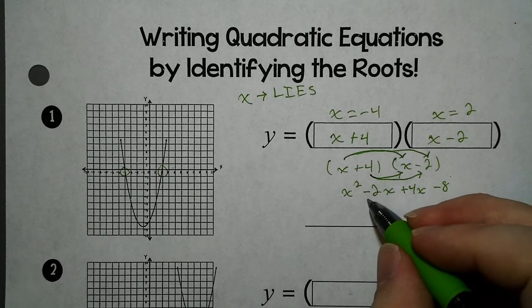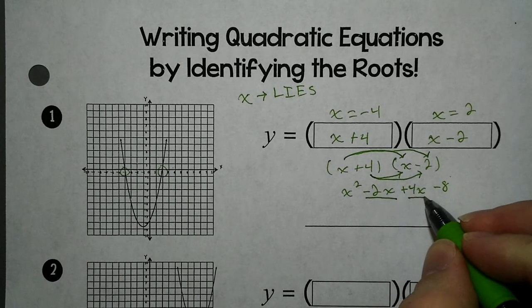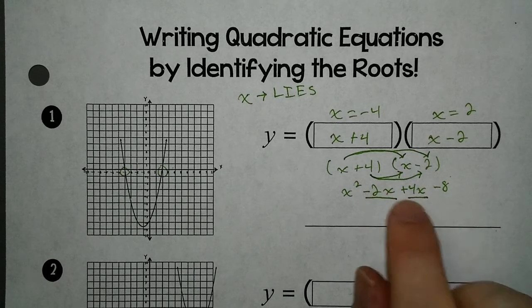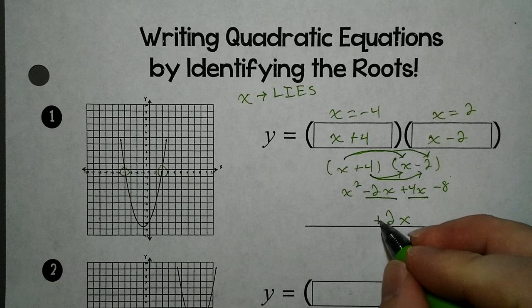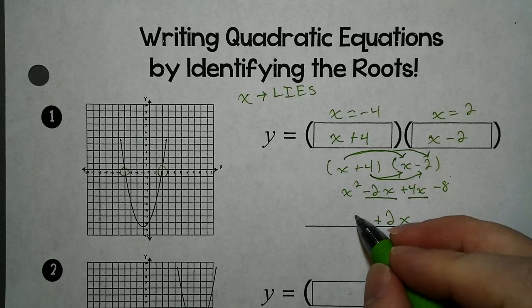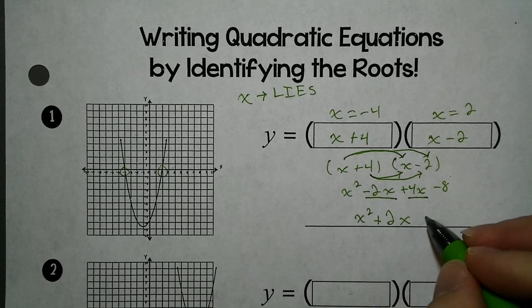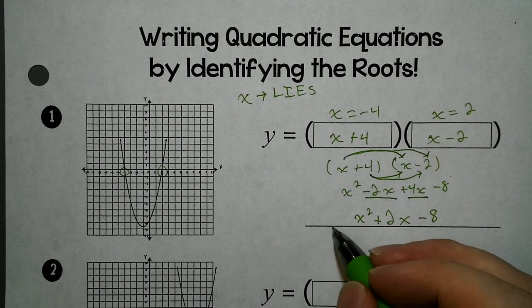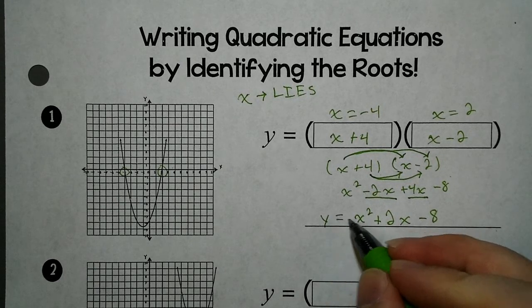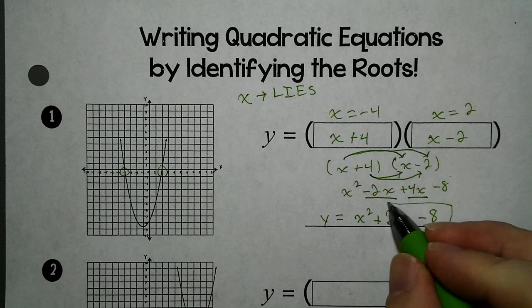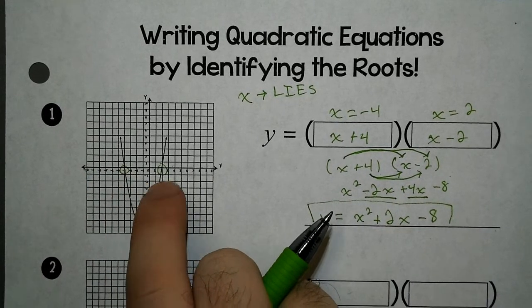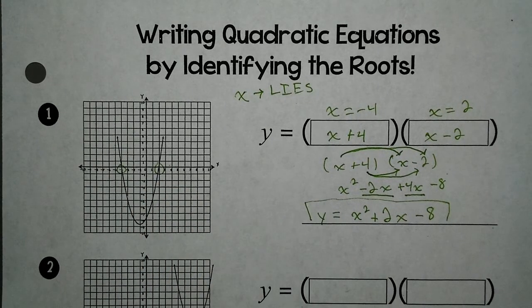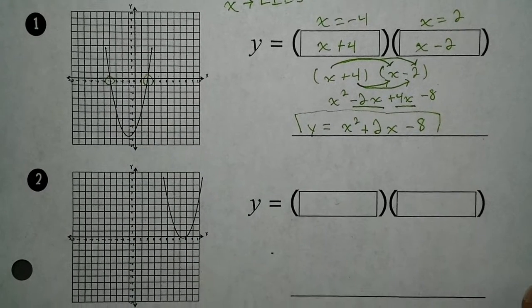Combine your like terms, we've got negative 2x plus 4x, so negative 2 plus 4 gives us positive 2, so it's positive 2x in the middle. Bring the other stuff down, so we still have x squared and we still have minus 8. There is our equation. So, we went from a graph where we could see the solutions and we got an equation. Let's try another example.